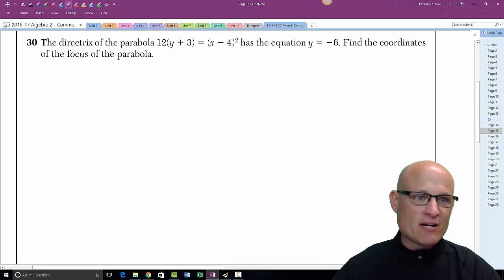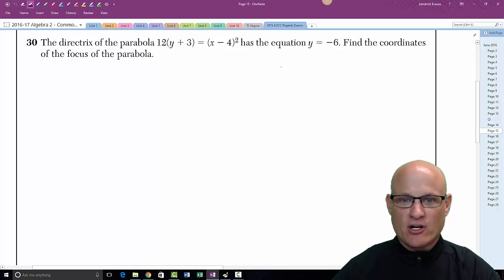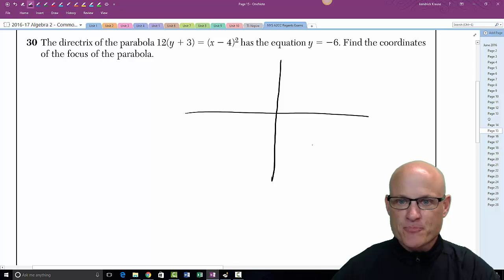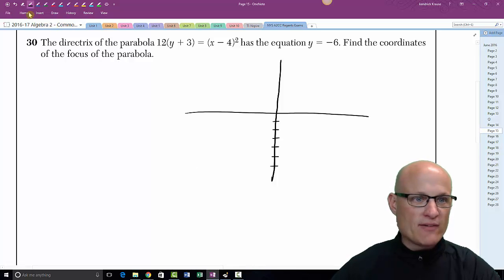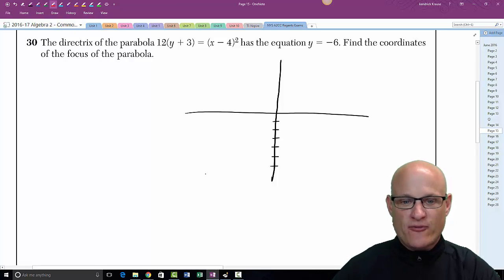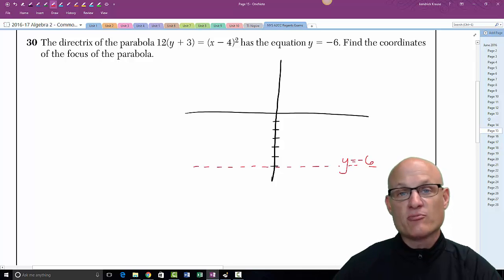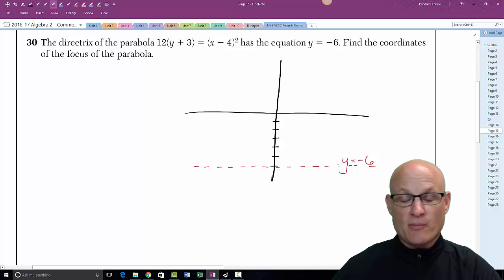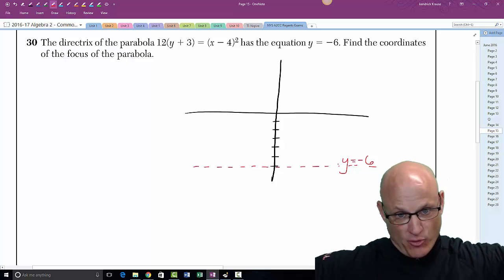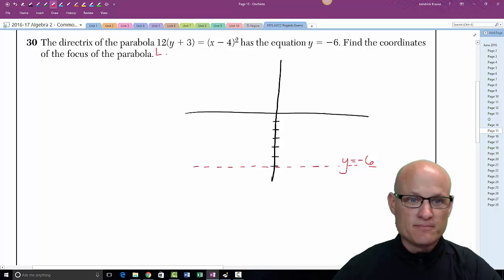Not really. So I'm going to put some temporary X and Y axes on here. And we've got 1, 2, 3, 4, 5, 6. So I've got the line, the directrix. It was told to me that my directrix was y equals negative 6. So there's my directrix. So I'm either going to have a parabola above or a parabola below. This was my equation.